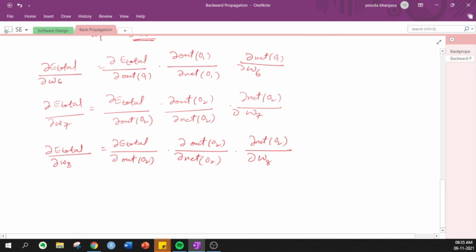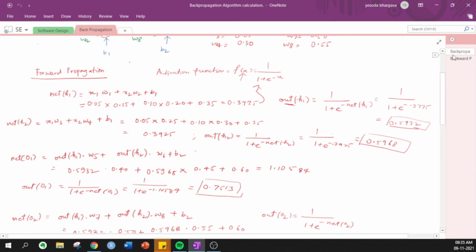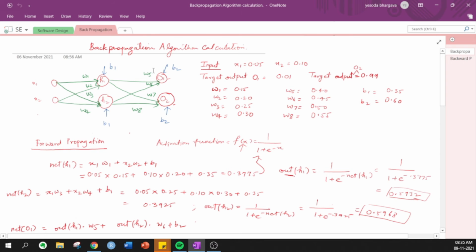And if you compute it, you will see that the new weight of W6 comes out to 0.40867, W7 comes out to be 0.5133, and W8 comes out to be 0.56135. So these are the updated weights, and W5 of course was 0.359. So what we have been able to do is update this set of weights. But there are other sets of weights that also need to be updated, so then we will backpropagate further.